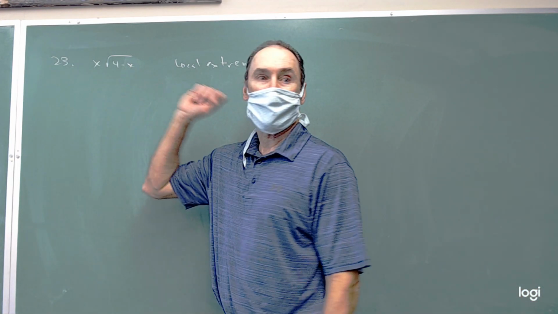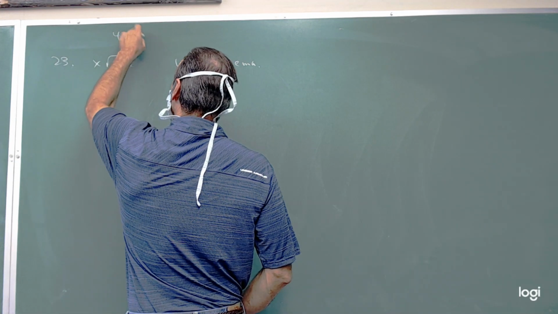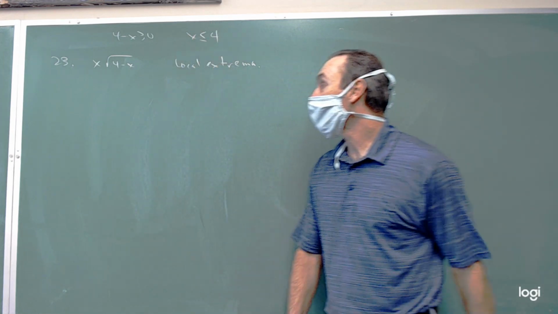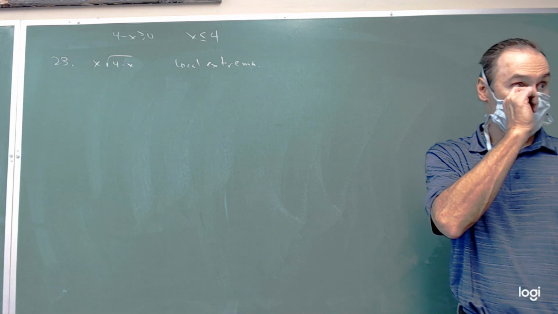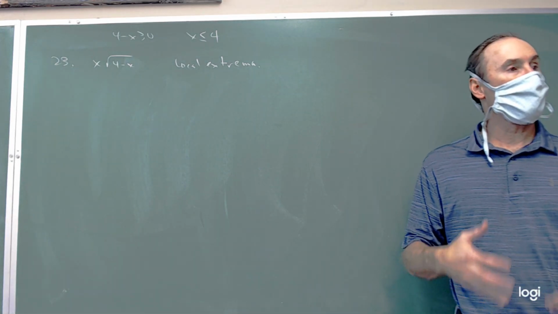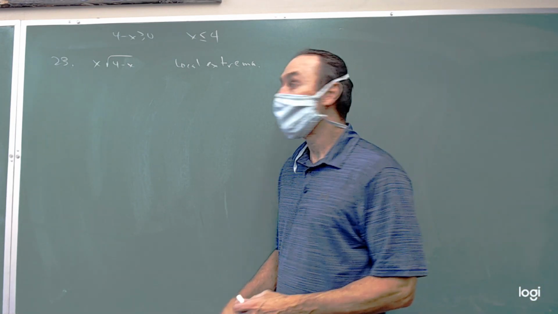Remember, because this 4 minus x is in the radical, we know that 4 minus x has to be greater than or equal to 0. So we're really only interested in values of x that are less than or equal to 4. But now we're going to do the whole take the derivative, set it equal to 0, and number line thing. I wasn't sure how to set it equal to 0 after I.